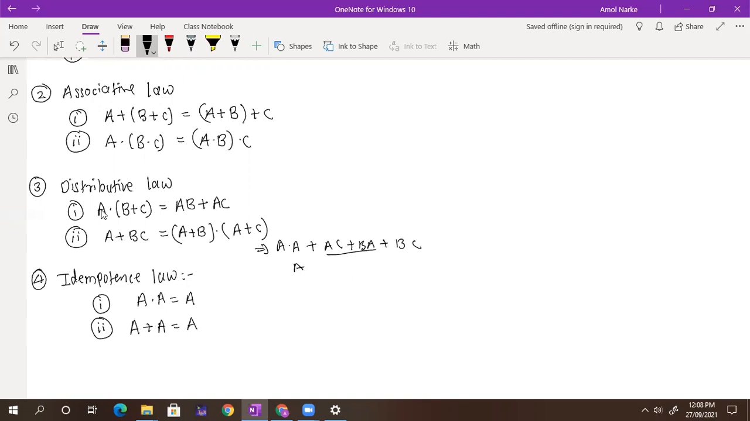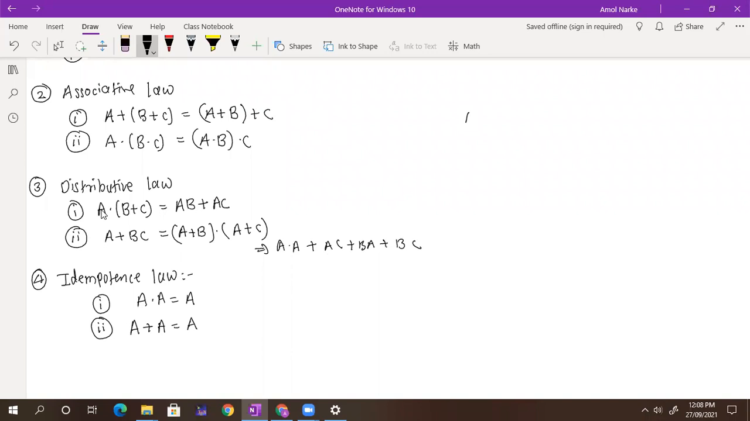How do they get cancelled? You can take A common. What are you getting? B plus C. Everyone understands up to this? Sir, can you tell how (A plus B) into (A plus C) came using the idempotent law? That's why I'm verifying that.